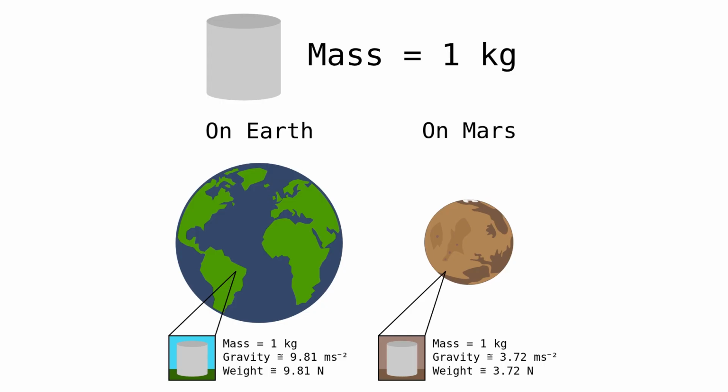A 1 kilogram object has the same mass everywhere, but its weight changes with gravity. On Earth, where gravity is about 9.8 meters per second squared, it weighs 9.8 newtons. On Mars, with weaker gravity of 3.7 meters per second squared, it weighs only 3.7 newtons. This clearly shows that mass stays constant, while weight depends on the planet's gravity.